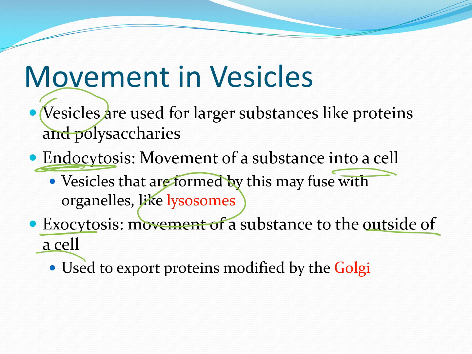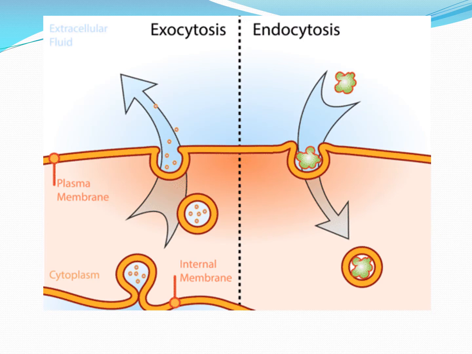Exocytosis is for movement outside of a cell. This is the protein modification by the Golgi apparatus. Kind of like we said, this is kind of like autocorrect. Somebody said that lysosomes are kind of like a garbage disposal, breaking down things, etc. But then this is just another example showing what it looks like.